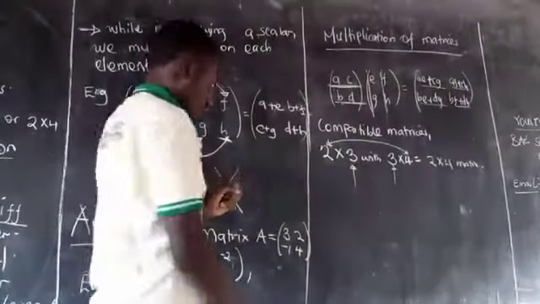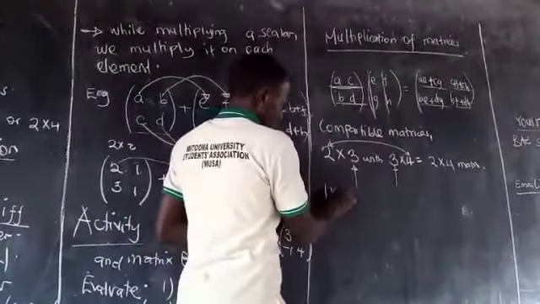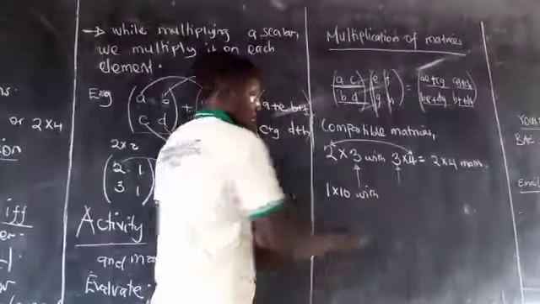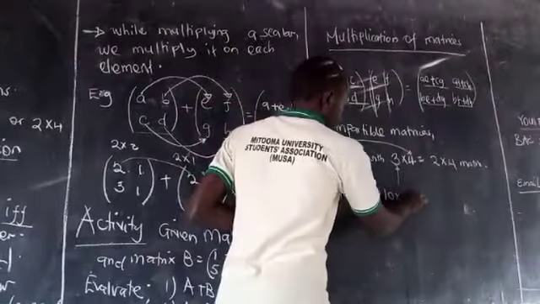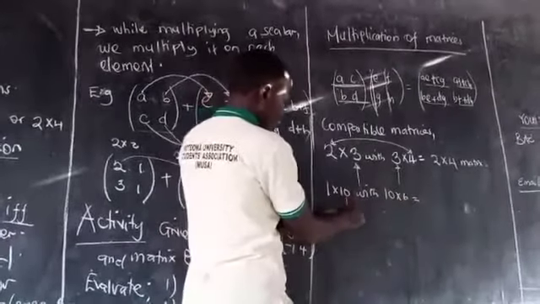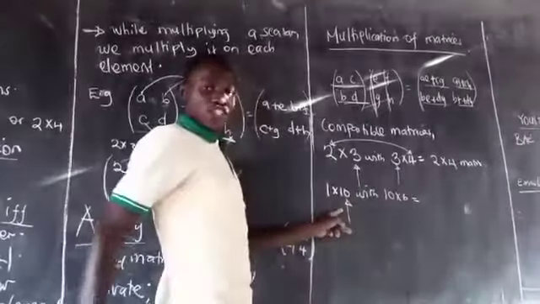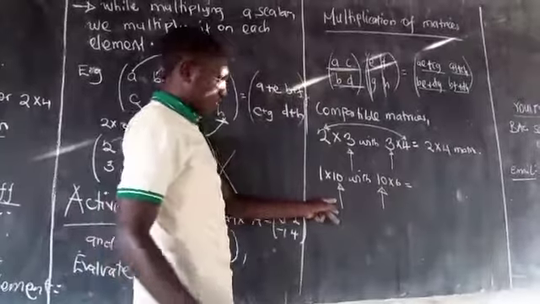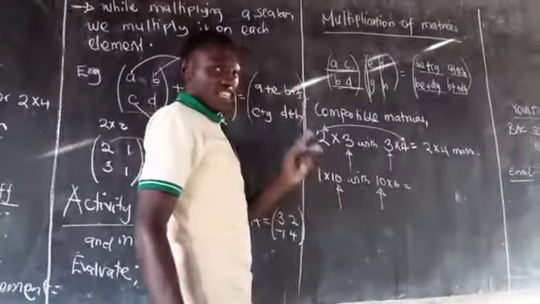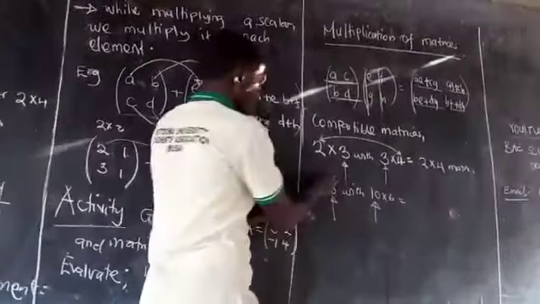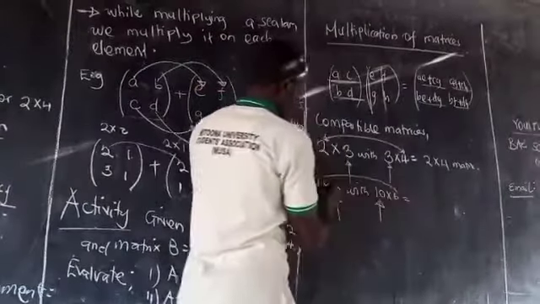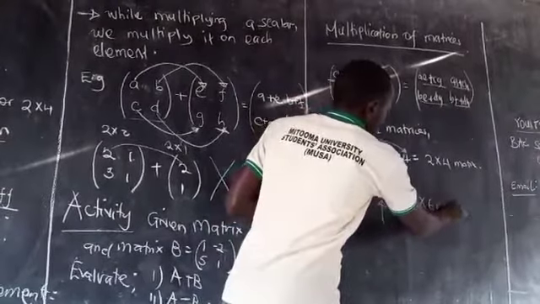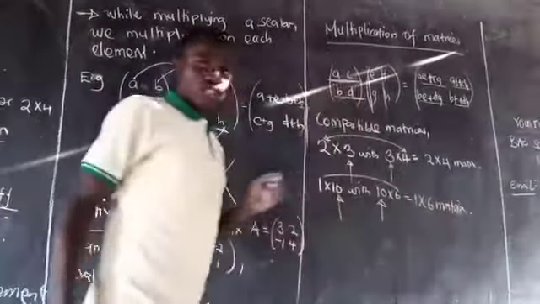Another example: if we have a 1 by 10 matrix and you are multiplying it with a 10 by 6 matrix, then the number of columns in the first matrix is equal to the number of rows in the second matrix. Since they are the same, these two matrices are compatible, and the answer must have order 1 by 6. It should be a 1 by 6 matrix.